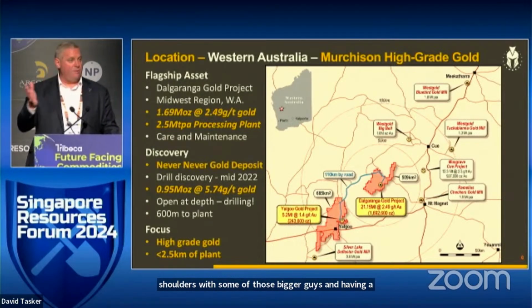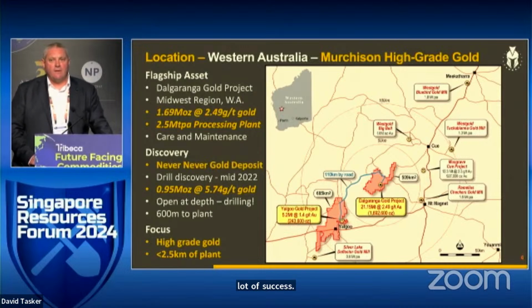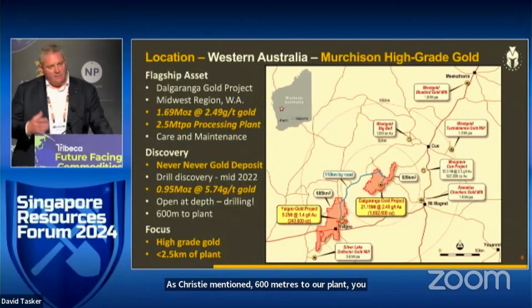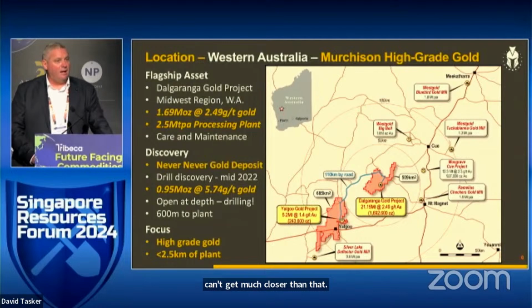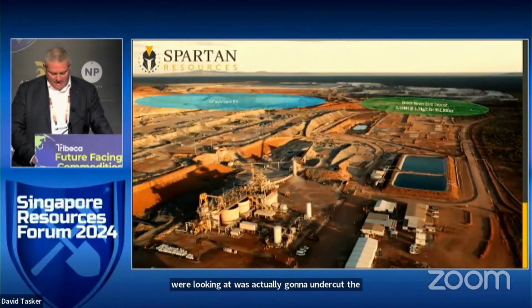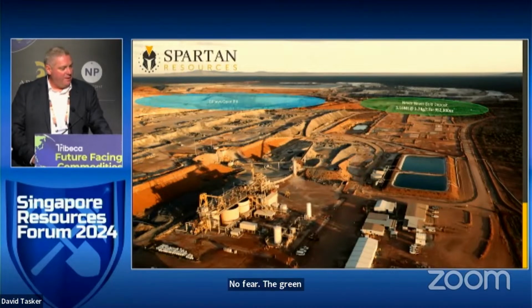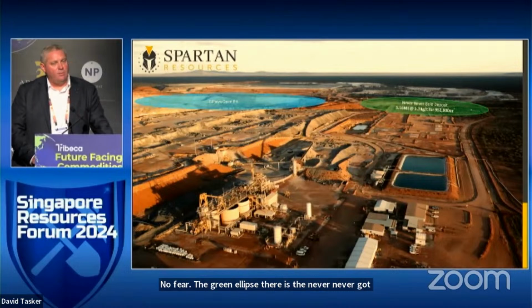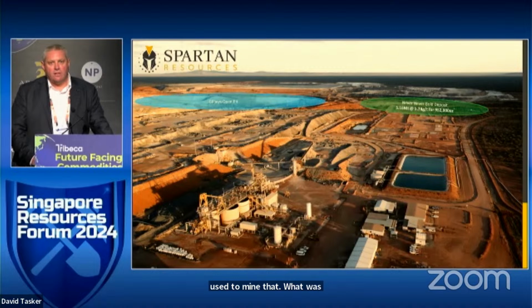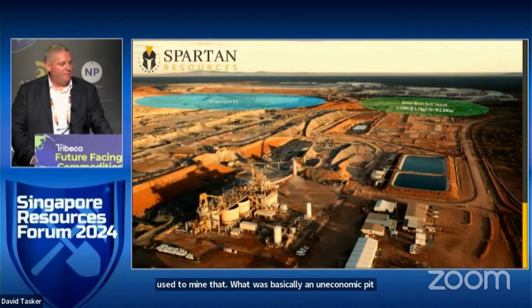As Christy mentioned, 600 metres to our plant. You can't get much closer than that. I was a little bit concerned that the open pit that we were looking at was actually going to undercut the infrastructure, but no fear. The green ellipse there is the Never Never gold deposit. That's how close it is to this plant. The blue area there is the old Gilbey's open pit that wasn't making money. So that's how close we are. It is kind of incredible. The whole road that was being used to mine that, what was basically an uneconomic pit, was driving straight across the top of this high-grade discovery that we made in mid-2022.